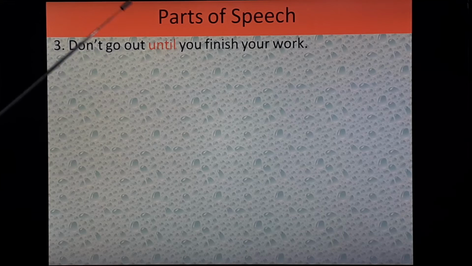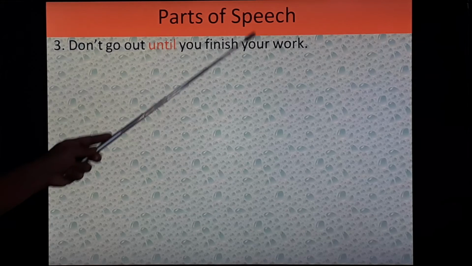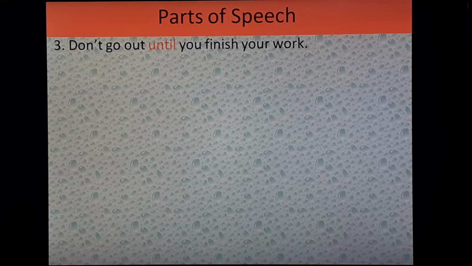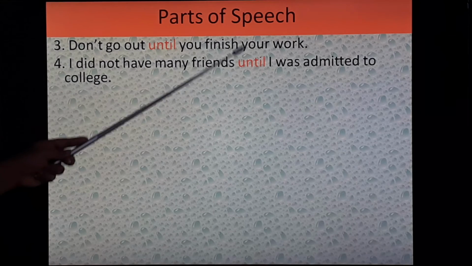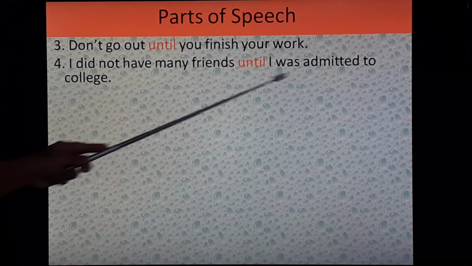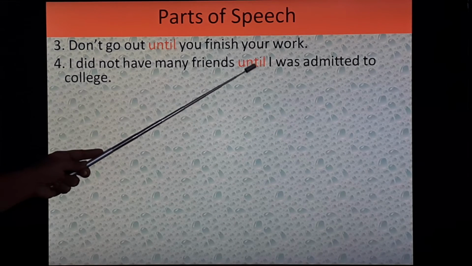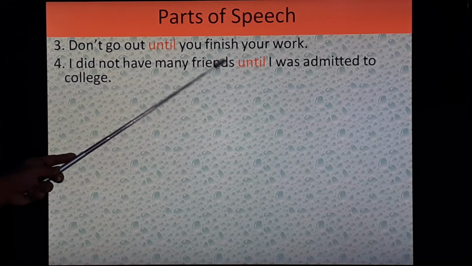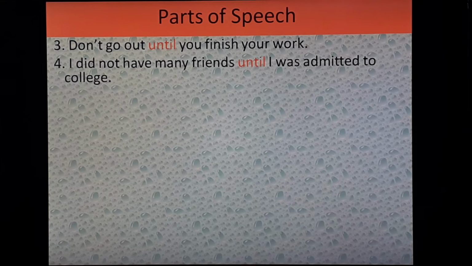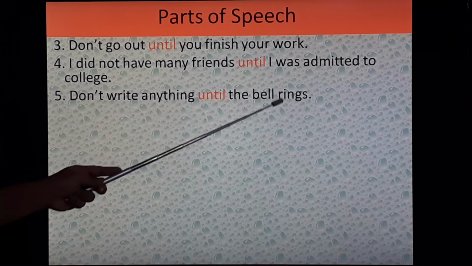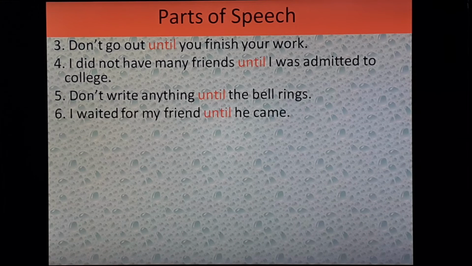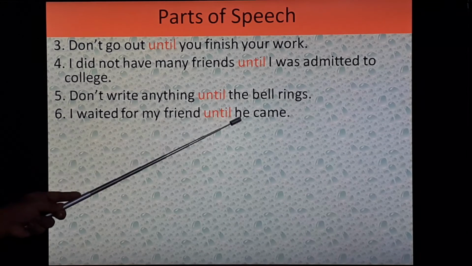Don't go out until you finish your work. I did not have many friends until I was admitted to college. Here you can use till also. Both have the same meaning. So you can use any. Don't write anything until the bell rings. I waited for my friend until he came.